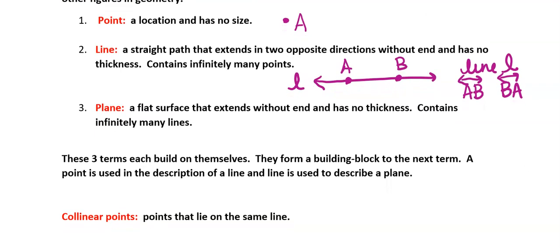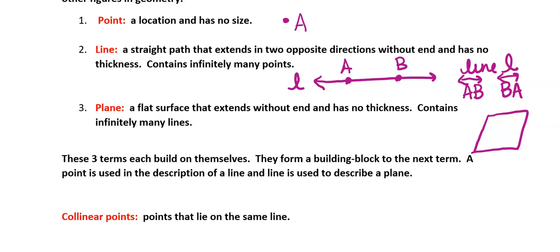The third one, a plane, is a flat surface that extends without end and has no thickness. It contains infinitely many lines. Usually they'll make a plane into a parallelogram. The parallelogram keeps on going in all directions, even though we need a symbol for it, so the symbol needs to stop somewhere.